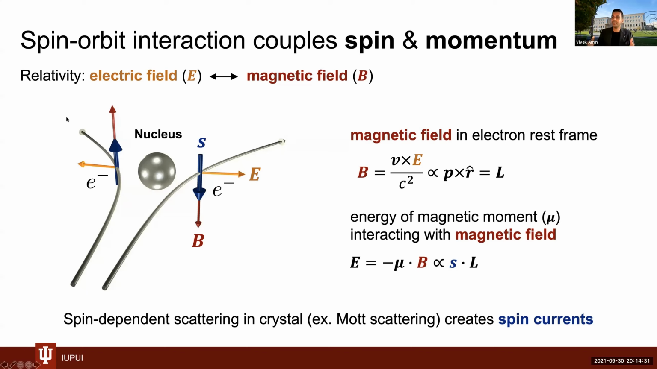And so what happens is, as electrons flow through crystals and see these impurities, they develop a spin current flowing transverse to the direction they were originally flowing. This spin-dependent scattering in the crystal is known as Mott scattering or skew scattering, and this is one way of creating so-called spin currents.